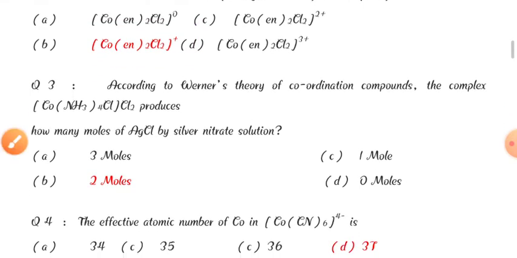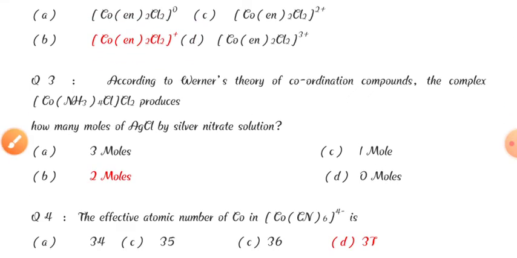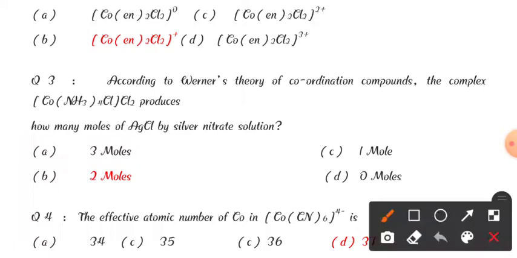Now question number 3. According to Werner theory of coordination compounds, the complex tetraamminecobalt(II) produces how many moles of silver chloride with silver nitrate solution? Option 2 is the correct answer, that is 2 moles. 2 moles is the correct answer.